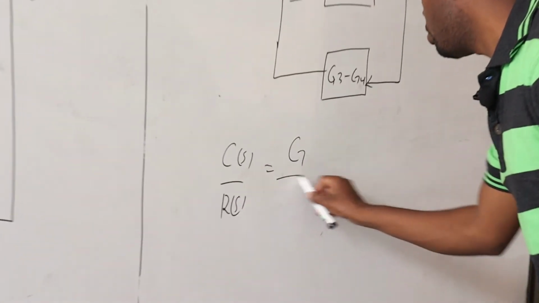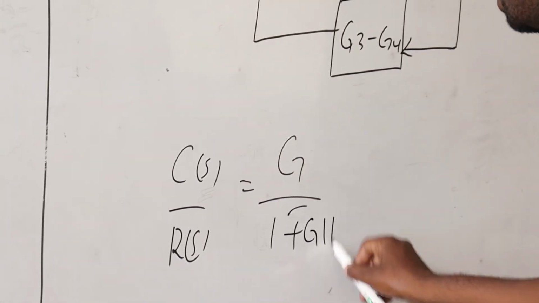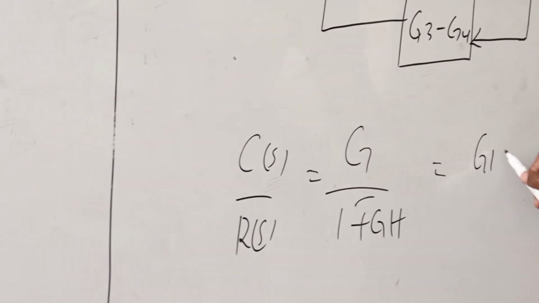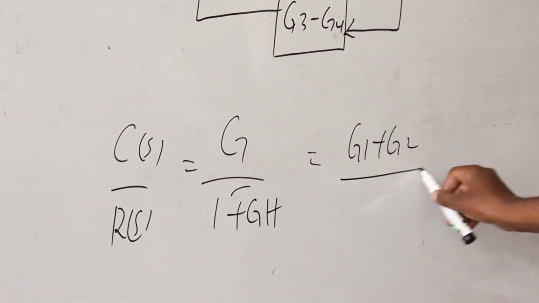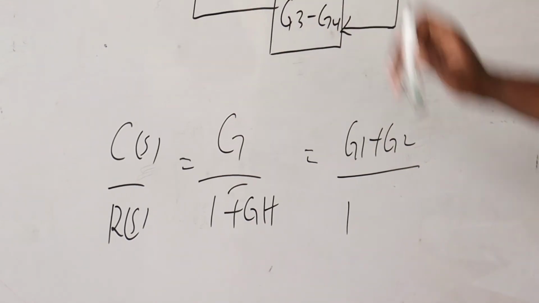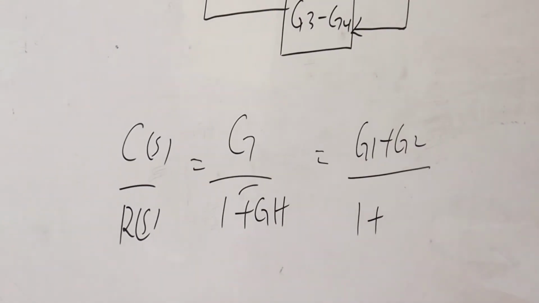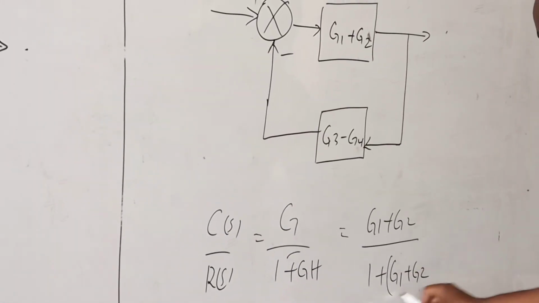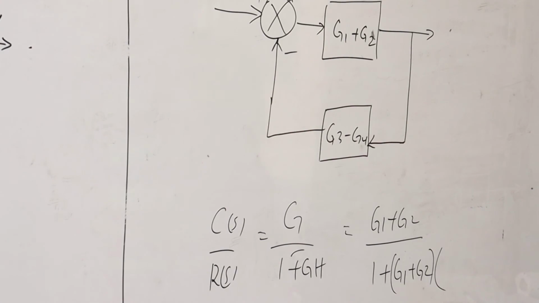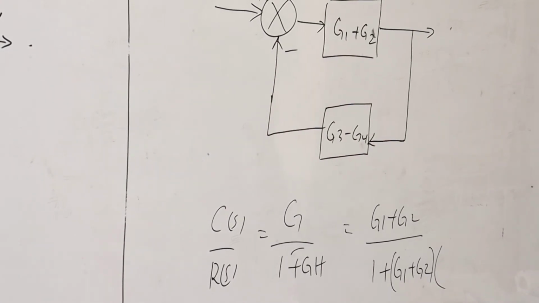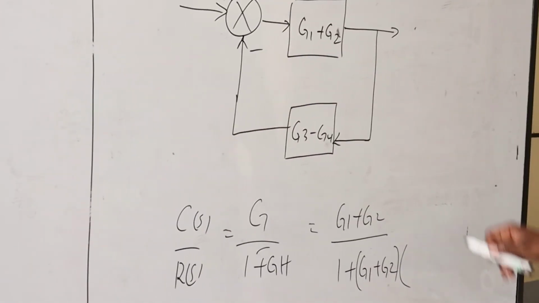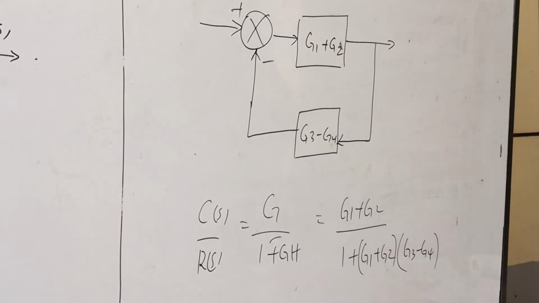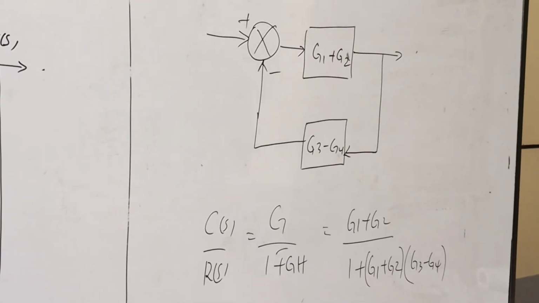G all over 1 plus GH, in which case, what is our G? Our G is going to be G1 plus G2, all over 1, because the feedback is minus, so it becomes plus GH, that is G1 plus G2. Then you multiply that one by H, which is G3 minus G4. So in that case, that is what we have.